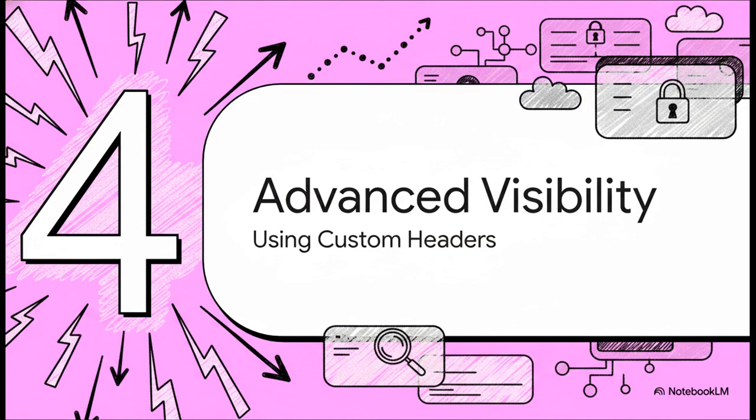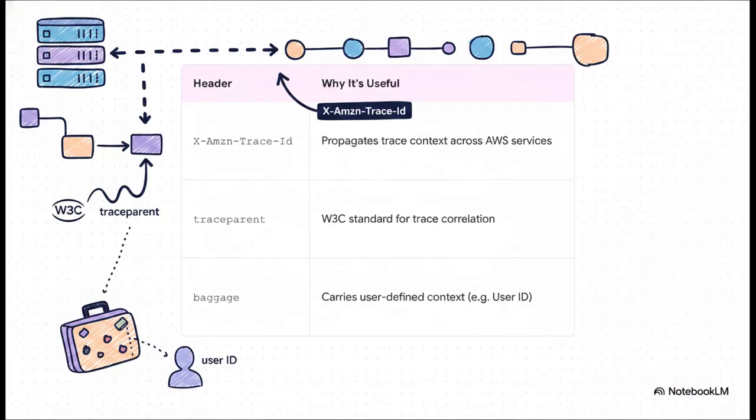All right, now we're getting to the really cool next level stuff. We've got all this data flowing, which is great, but what if we could make it even richer? We can, by using custom headers when we call our agent's API. Here's how it works. When you call your agent, you can include some special HTTP headers. There's the X-Amzn-Trace-Id and the standard traceparent header. These are amazing because they stitch everything together, letting you follow a single request as it jumps across your whole system. But my favorite is the baggage header.